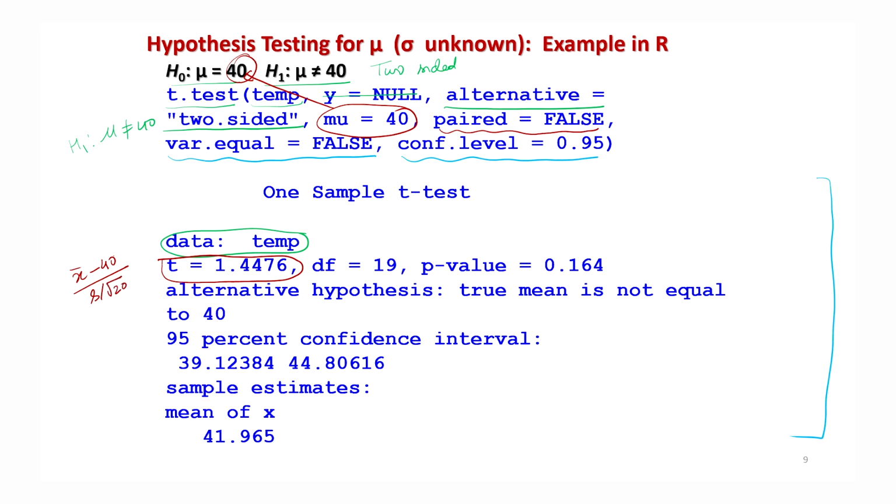On the basis of the given sample of data, the sample mean and sample standard error are computed and the value is 1.4476. The degrees of freedom are n minus 1, which is 20 minus 1 equal to 19, and the p-value is obtained as 0.164. After that it tells us about the alternative hypothesis that the true mean is not equal to 40, indicating that H1: mu is not equal to 40.